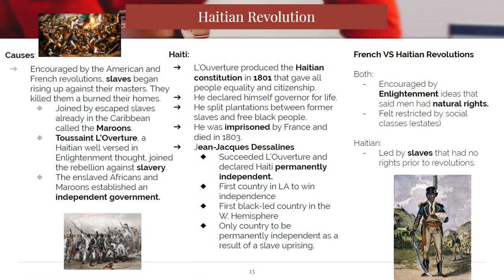The Haitian Revolution was encouraged by the American and French Revolutions. There were also some theories that because the French Revolution was going on, the Haitians were able to free themselves. Toussaint Louverture was a Haitian well versed in Enlightenment thought, and he joined the rebellion against slavery. The enslaved Africans and Maroons established an independent government. So this is the first area in the New World to get rid of the Europeans.